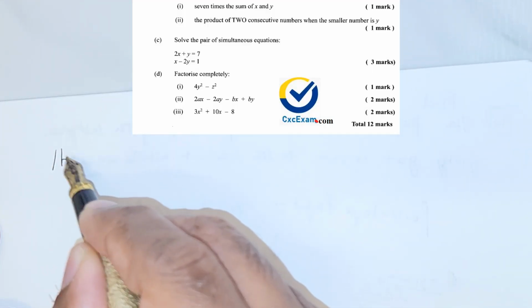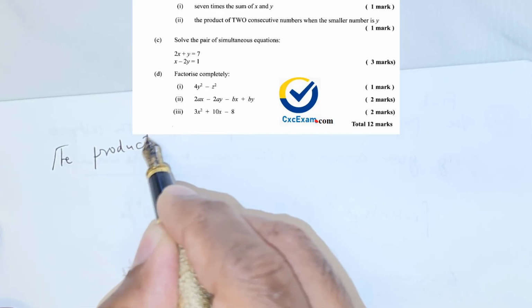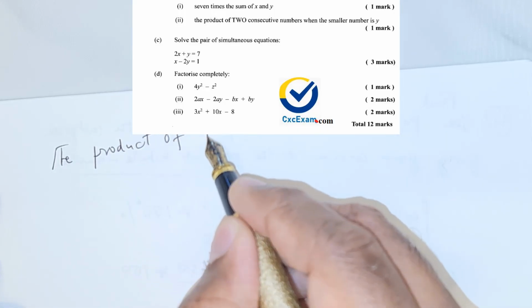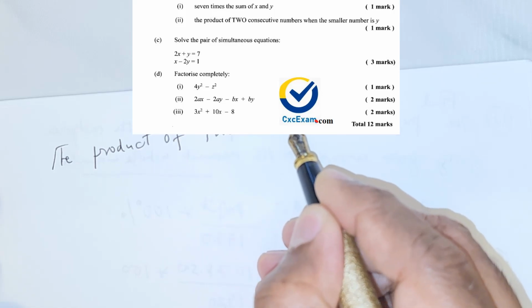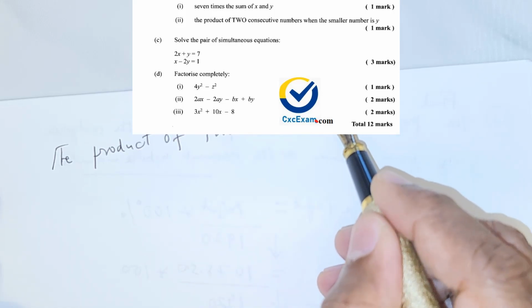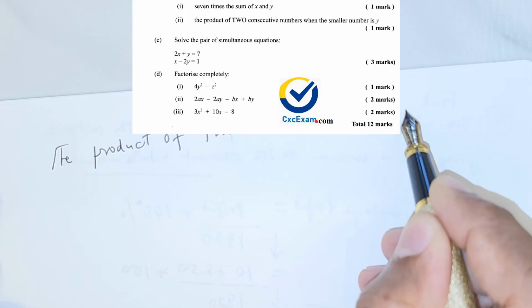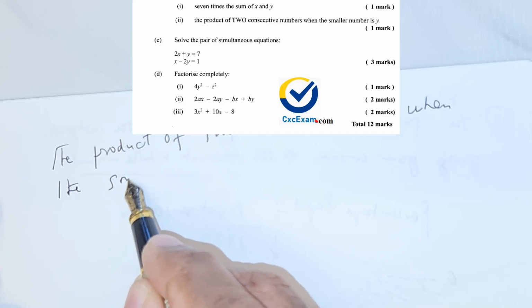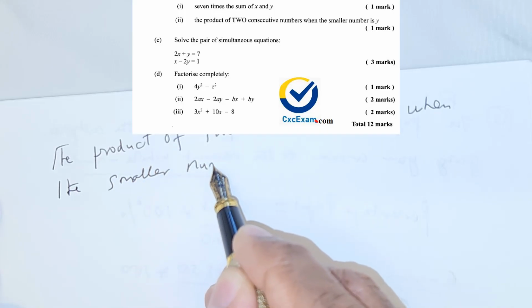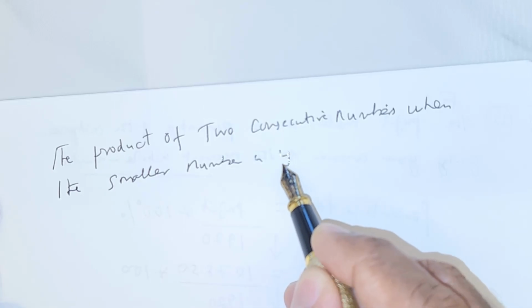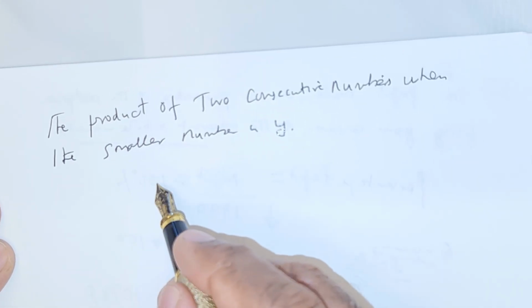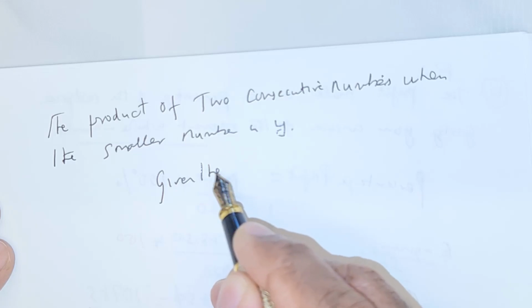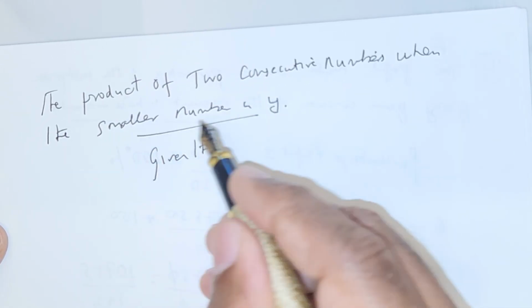So the next part of the question is, this is the question they are asking us. You will have to give the mathematical equivalent. The product of two consecutive numbers when the smaller number is y. Okay, so what we have been given is the number, so this is a smaller number, two consecutive numbers.